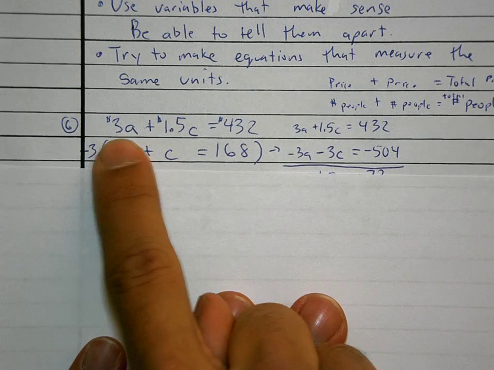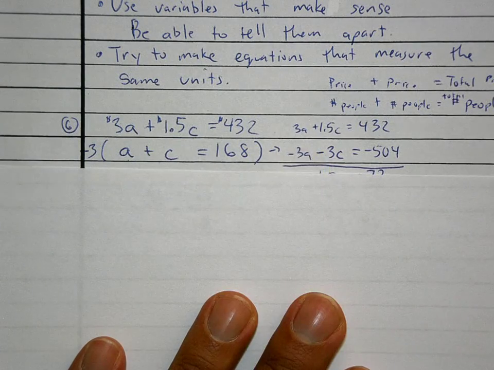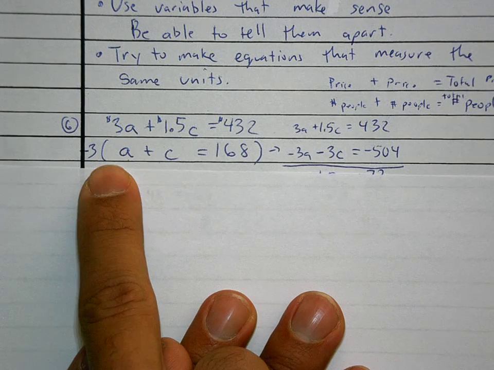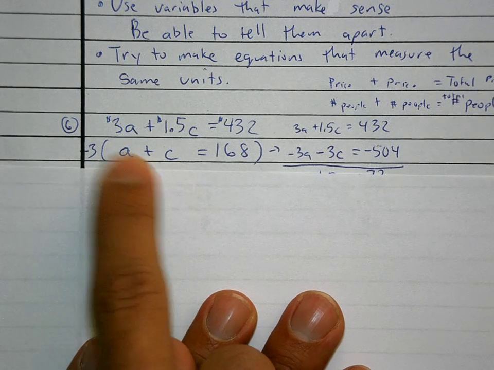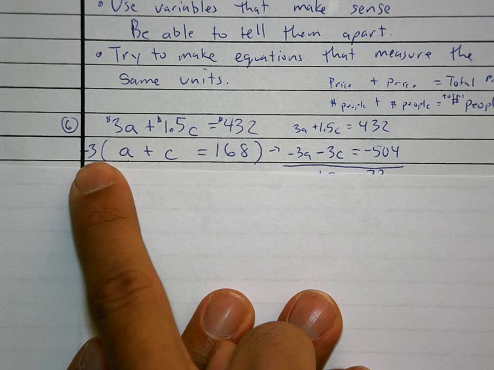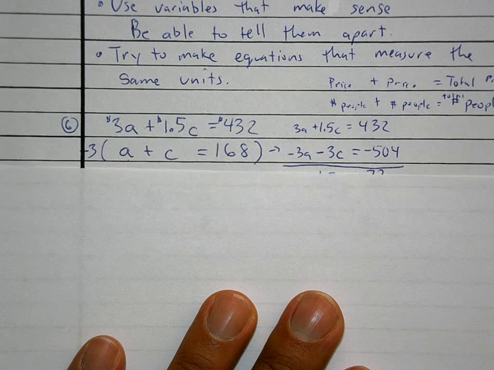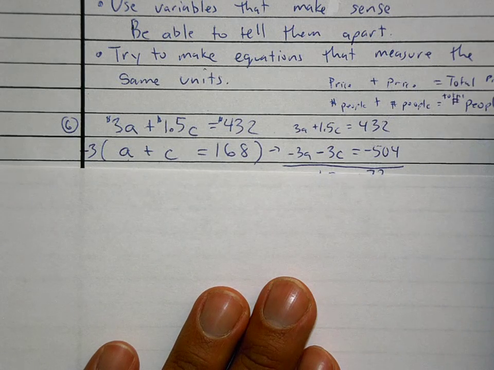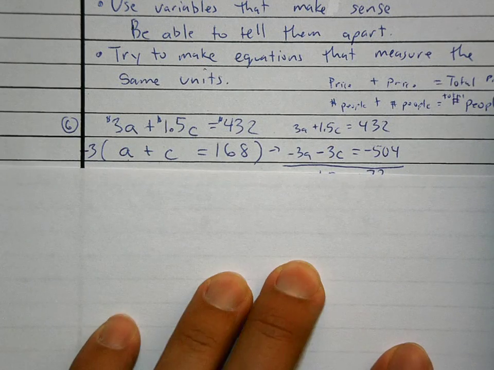So I leave the top equation by itself, and the bottom equation is -3A minus 3C, and I use a calculator for -3 times 168. It comes out to -504. And those numbers are really big, so I do recommend using a calculator.